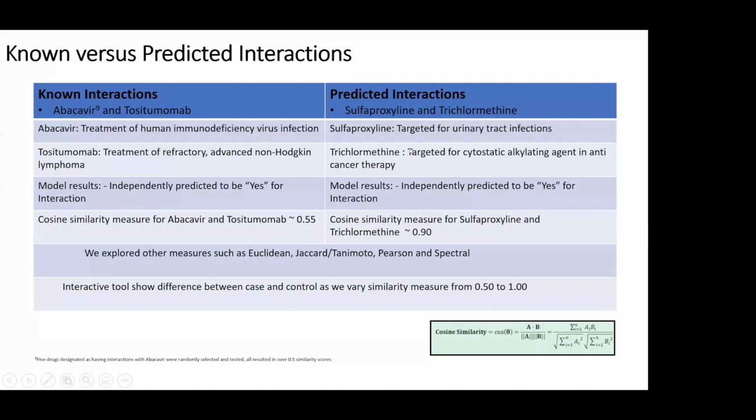When you look at the right-hand side of this table, these are completely net new predicted interactions, which you will not find in DrugBank, essentially. So when we predicted this, for the sulfaprothrin and then the triclomethane, the first one is used for tract infection and the other one for cancer therapy. They were independently predicted to have interaction, and then their cosine similarity measure is almost 90%.